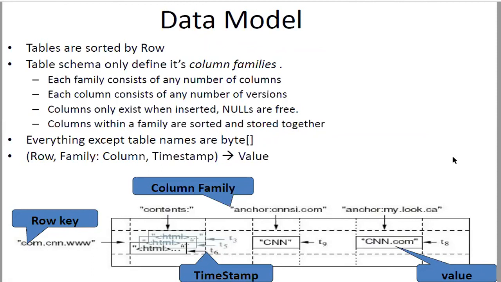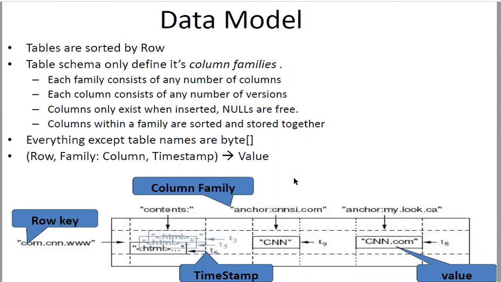Each column consists of any number of versions. So each and every column can have any number of versions. You can see in this example, in the column family content, and then another column you have other values, and the next column you have other values. So the entire three columns come under one column family, right? You can have a different number of versions there, and columns only exist when inserted, nulls are free. So only when you add data in the column will it be inserted. If any data is missing, nulls are free, which means there is no need for any compulsory data there.